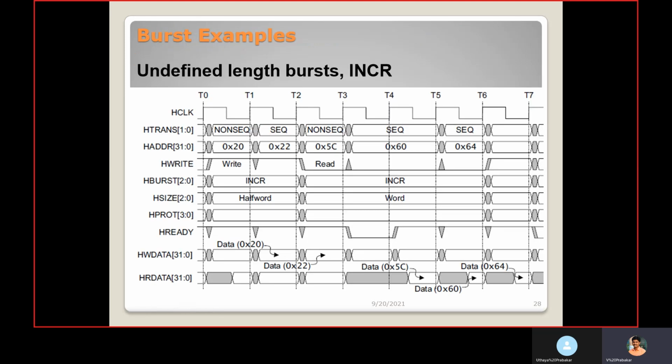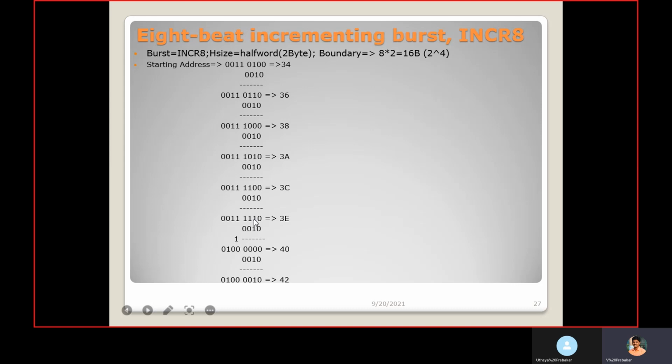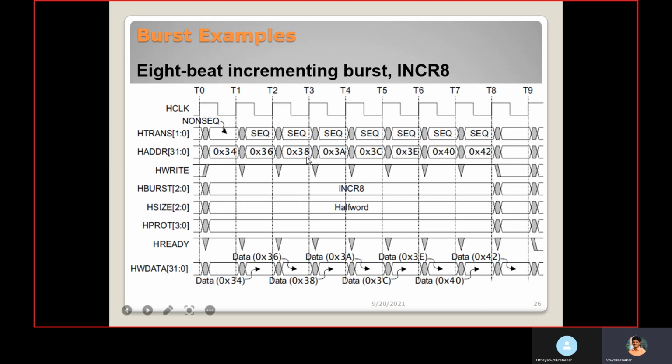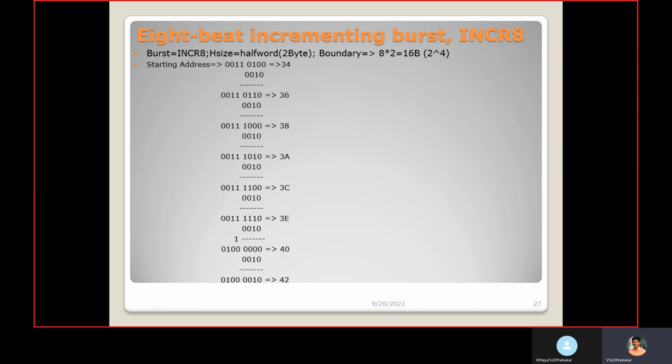Again adding 2, this remainder 1 carries over, and this one comes here. Here we are not limited to 4 bits, that's an increment, so continuously we are adding to the next bits. Here it is 40, again 2, this is 42. So these are the addresses we calculated here.